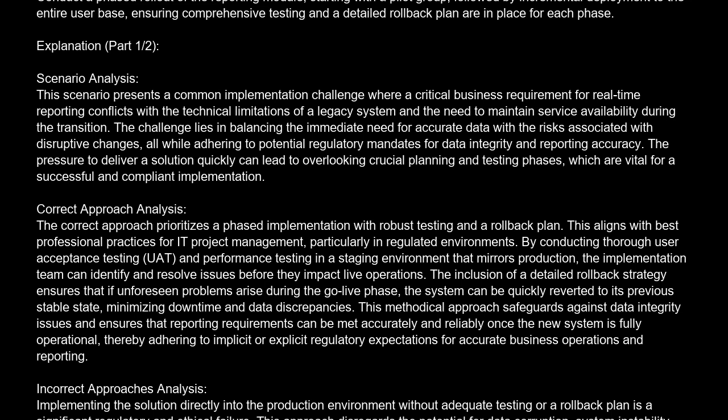Correct approach analysis. The correct approach prioritizes a phased implementation with robust testing and a rollback plan. This aligns with best professional practices for IT project management, particularly in regulated environments.